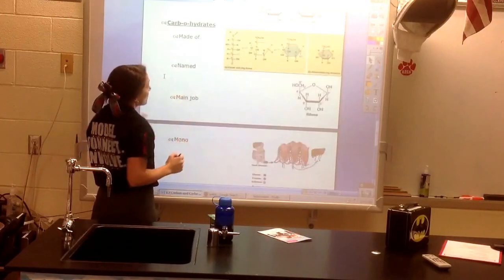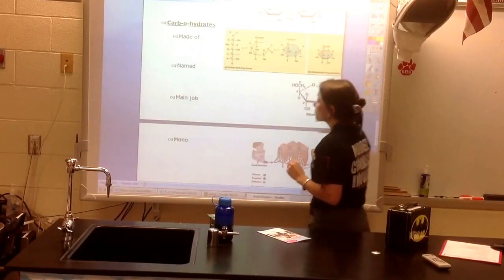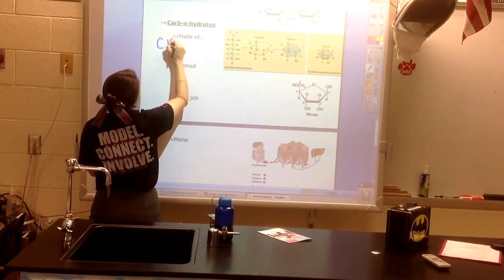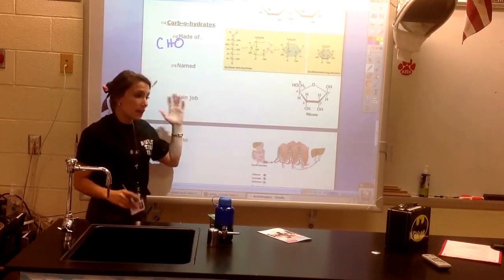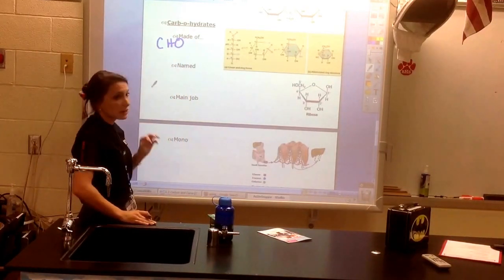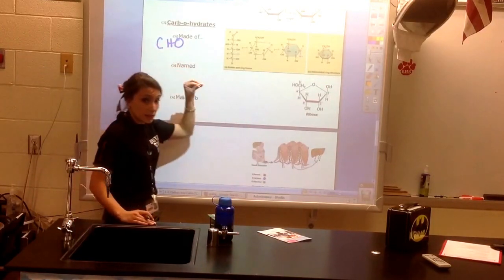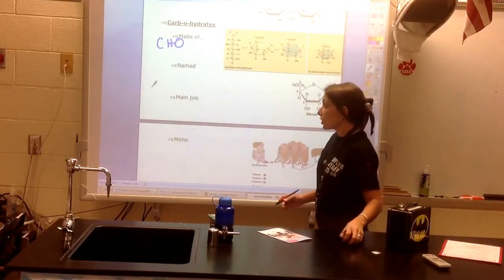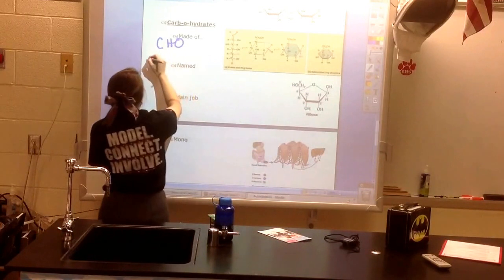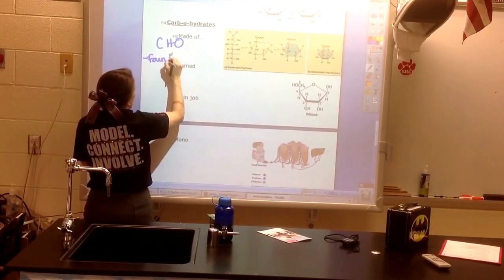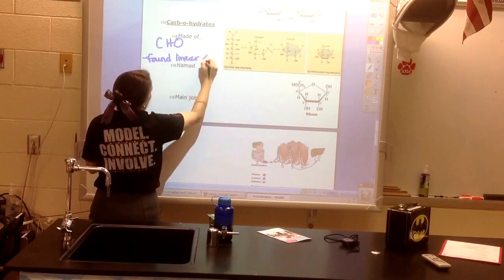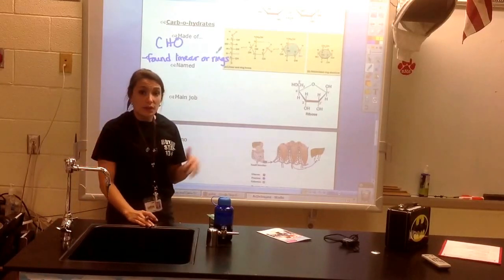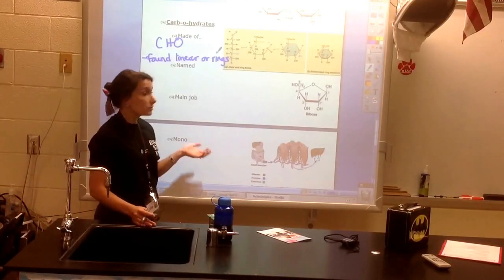I like the name because I think the name tells you something. It tells you that carbohydrates are made of carbon, oxygen, and hydrogen, or CHO. So the name carbohydrate tells you what it is made of. Those are the only elements that will be found in a carbohydrate, and these can be found linear or in rings.